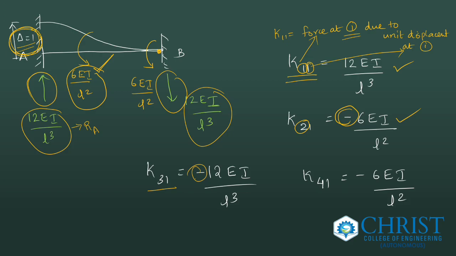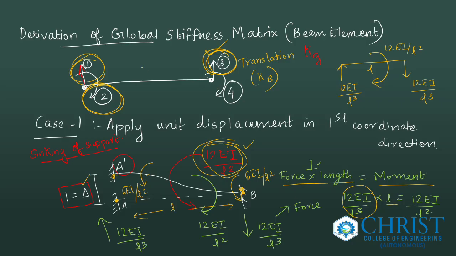By applying delta equal to 1, I get all these four values, that is 12 EI by L cube, 6 EI by L square, 12 EI by L cube, and 6 EI by L square at four different positions. What are the four different positions? First position is here, second position, third position, and fourth position.